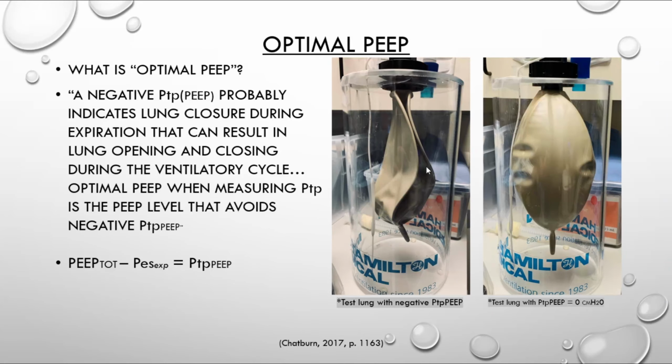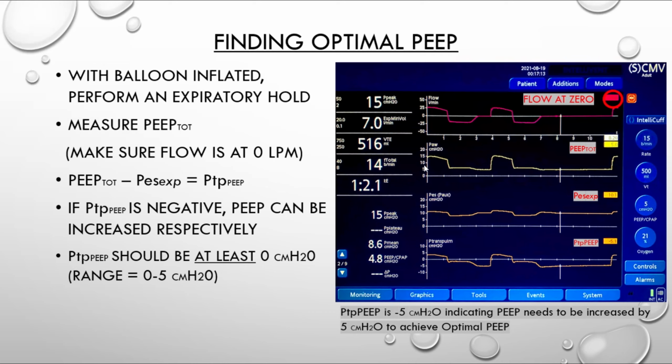So again, when that transpulmonary pressure reading on our expiratory hold is negative, our lungs or the alveoli probably collapse like this. And that's not a good thing. We want the transpulmonary PEEP to be at least 0. So if you have your balloon inflated and you're looking over at the vent and you're looking at your transpulmonary pressure waveform, and you see that it's going below 0, you can automatically tell that your patient probably needs more PEEP.